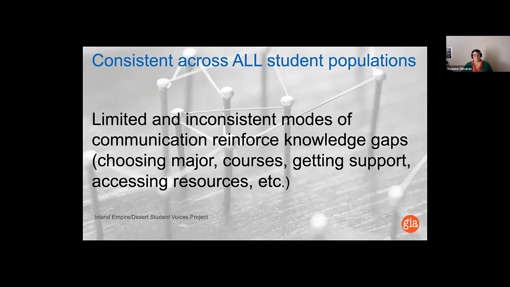All right, so what was consistent across all the populations, didn't matter race, gender, ethnicity, was that students kept talking about these limited and inconsistent modes of communication that are reinforcing knowledge gaps for them. And they talked about it at different phases throughout the course, from choosing the major, picking the right courses, reaching out to get additional support or resources.